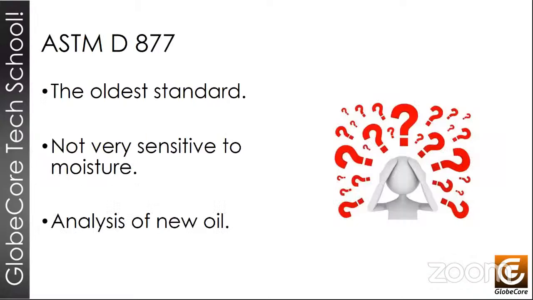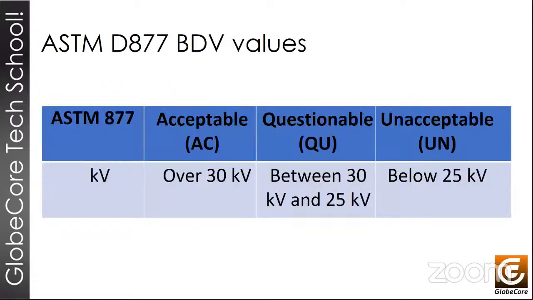So, continuing with the characteristics of the different methods. This method that we're talking about now is ASTM D877. It's actually the oldest standard. It's not very sensitive to the presence of moisture, and it's more suitable for analysis of new oil that you may receive from the manufacturer or something similar. Next slide, please.